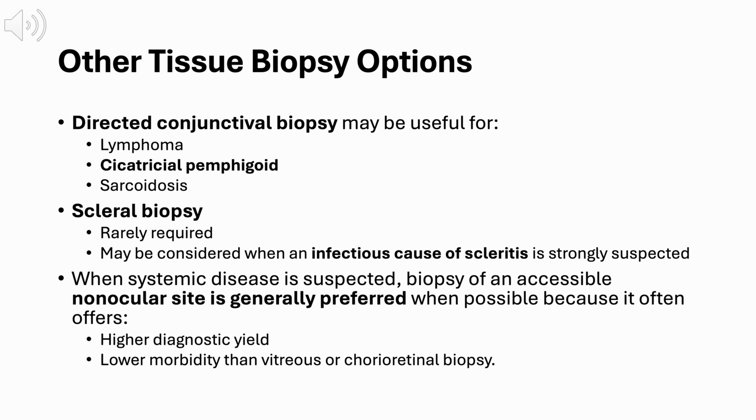And an important strategic principle: when systemic disease is suspected, biopsying an accessible non-ocular site is generally preferred when possible, because it usually offers higher diagnostic yield with lower morbidity than a vitreous or chorioretinal biopsy. In short, if there's a safer window into the same disease process elsewhere in the body, take it before you biopsy the eye.